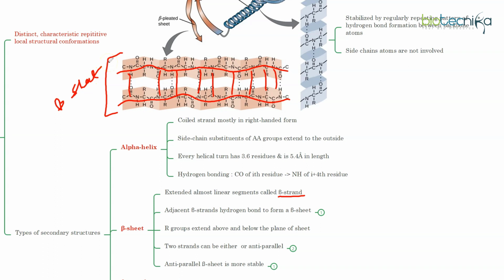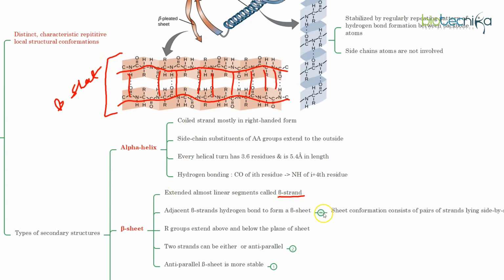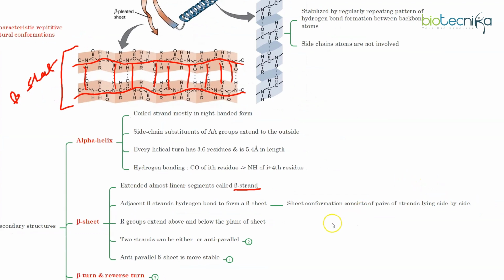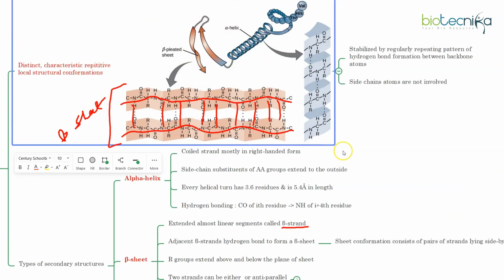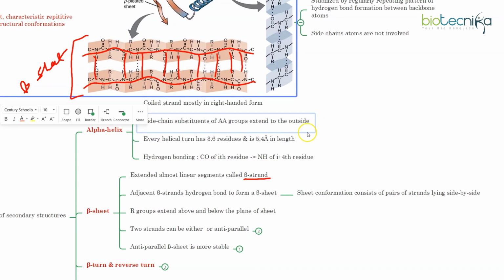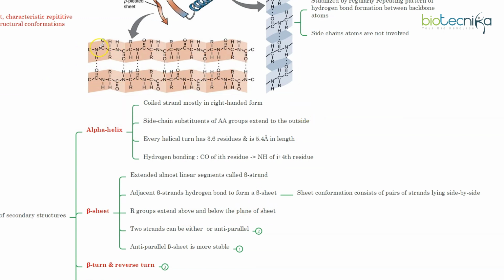Okay, so a beta sheet can be of two types. This arrangement can be of two types. The sheet arrangement consists of pairs of strands lying side by side. Okay. The R groups extend above and below the plane of the sheet. So as I mentioned, the R groups will either protrude above or below the plane of the sheet. You can see this is the R group, these are R groups above and below. The two strands can be either parallel or anti-parallel.